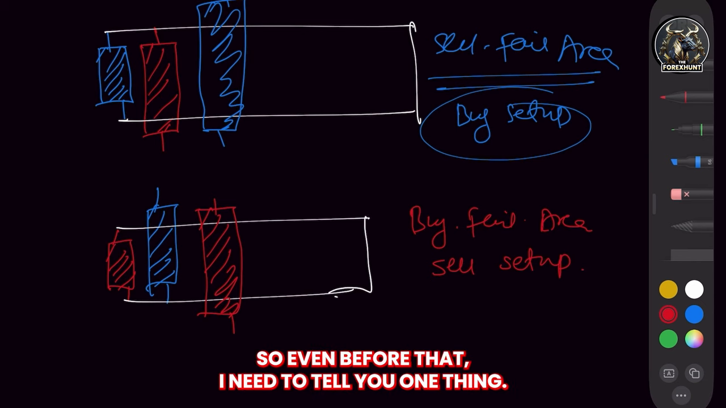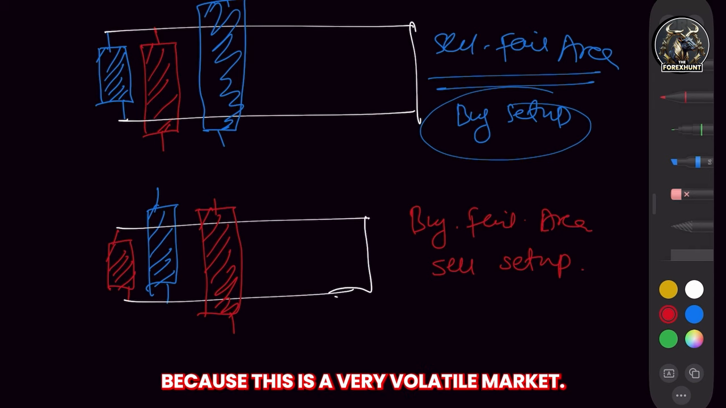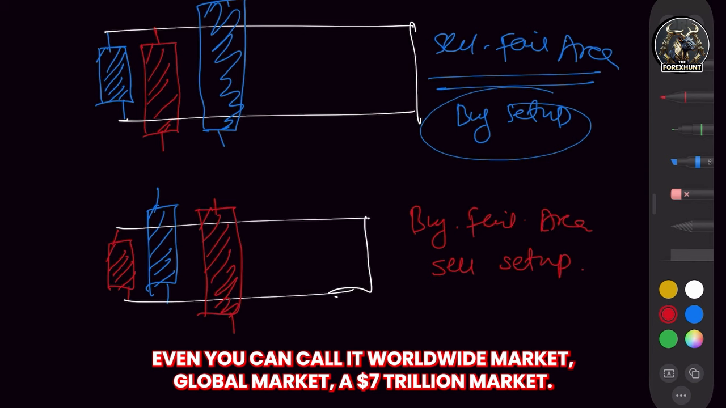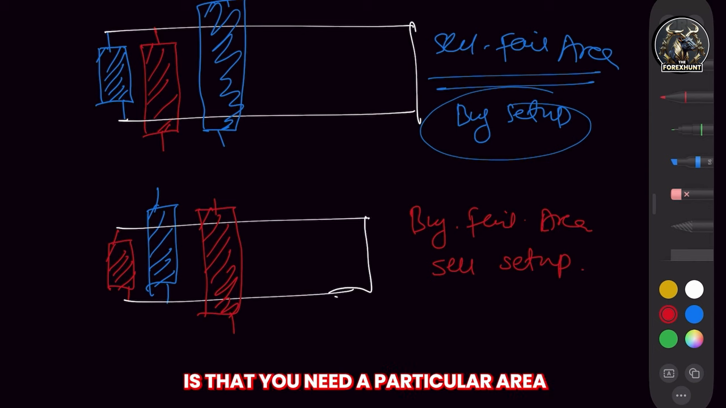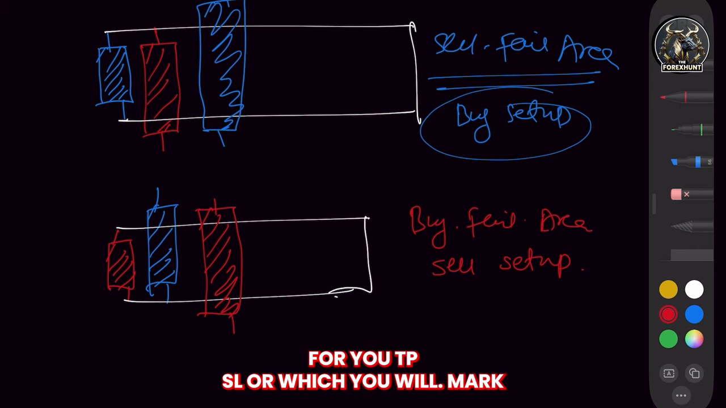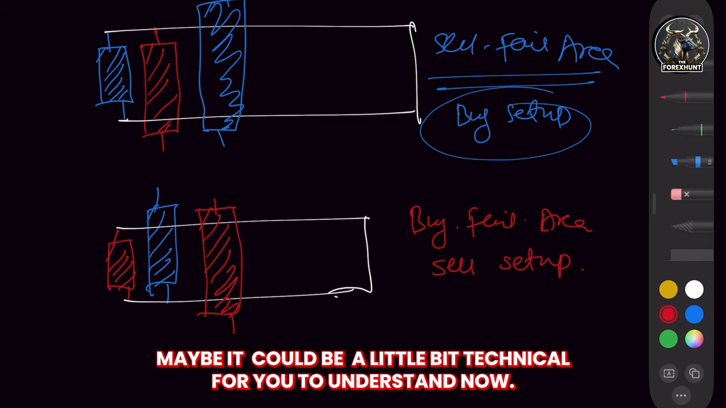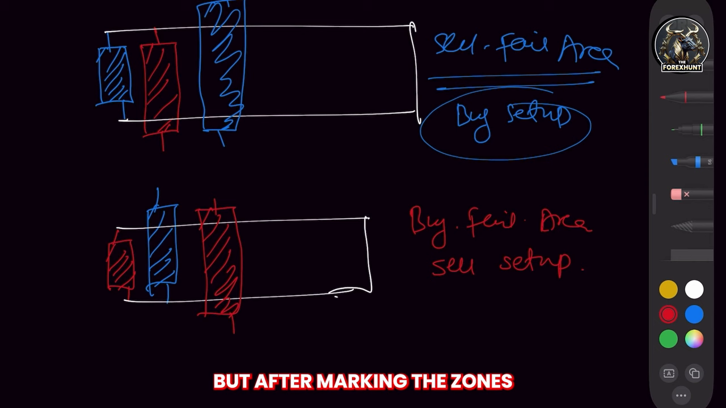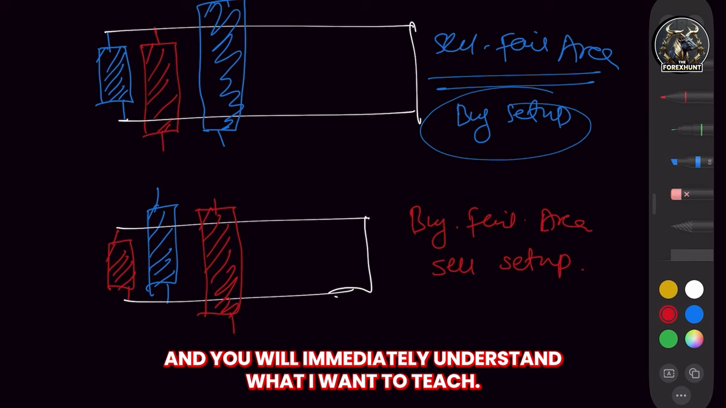So even before that, I need to tell you one thing. You need a very particular skill to trade Forex, because this is a very volatile market. You can call it a worldwide market, a global market, a $7 trillion market. But the more important thing which will play an important role here is that you need patience, where you will wait for your TP, SL, or the area which you will mark hours before the market goes there. Maybe it could be a little bit technical for you to understand now, but after marking the zones, you will get an idea how to mark the zones in the live chart, and you will immediately understand what I want to teach.